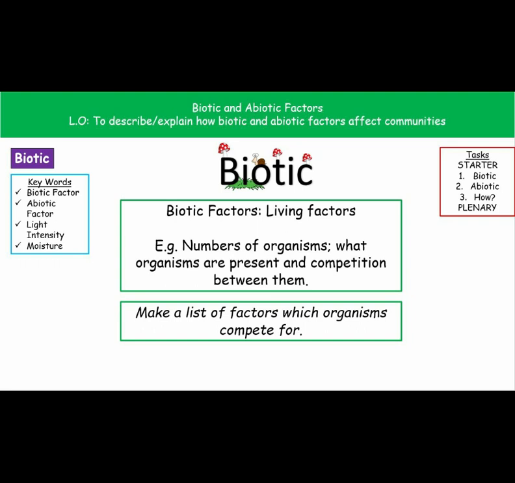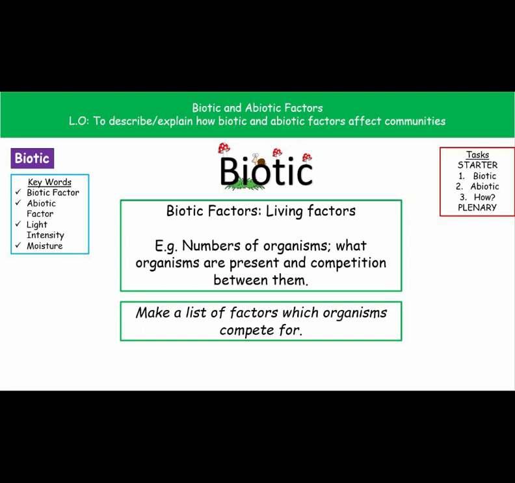How many? What types are they? What competition is there between them? It'll be things like what plants are present. So anything that is a living factor is a biotic factor. And what I've given you at the top of your screen there is just a visual representation of this.